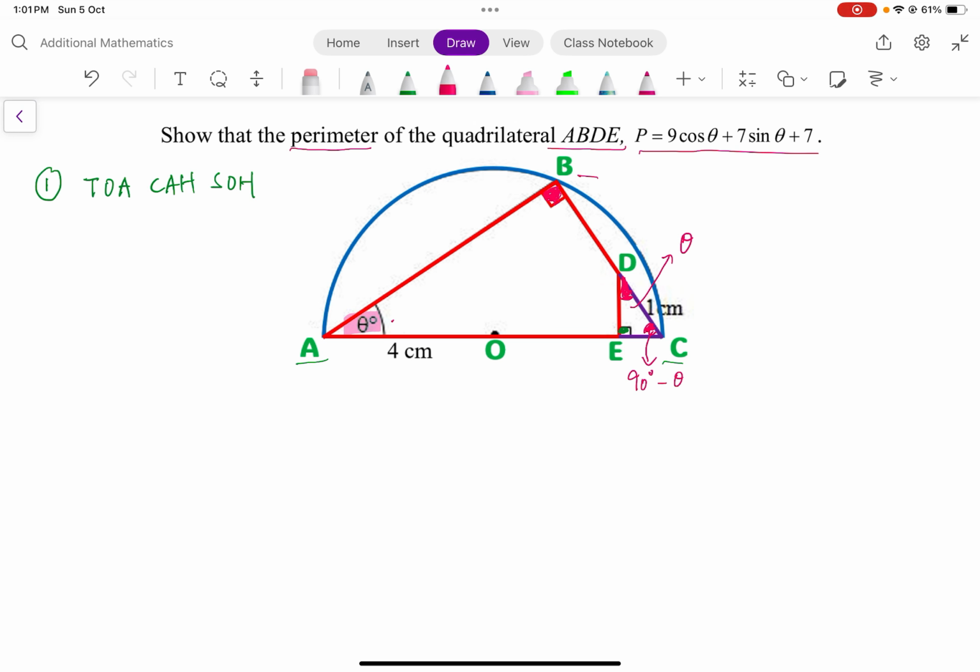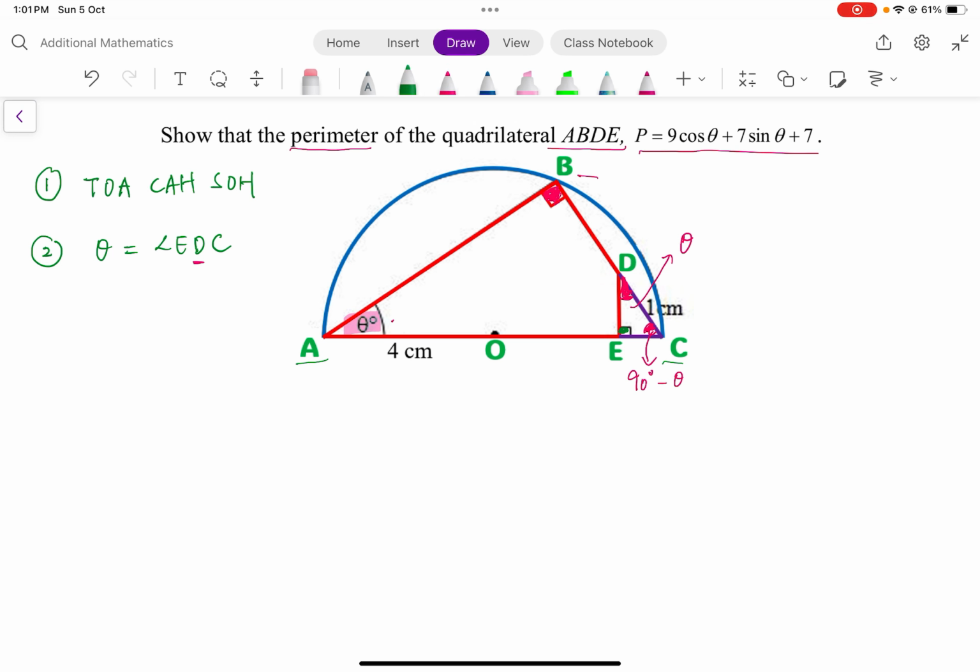So step number 2, that is important for us to know, is that we must be able to identify theta. It is also equal to angle EDC. So this is the important information that we will need to use later on. Now, let's go back to the question.